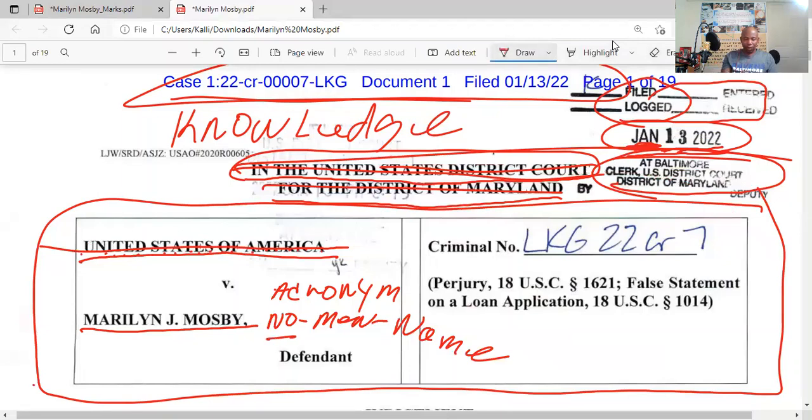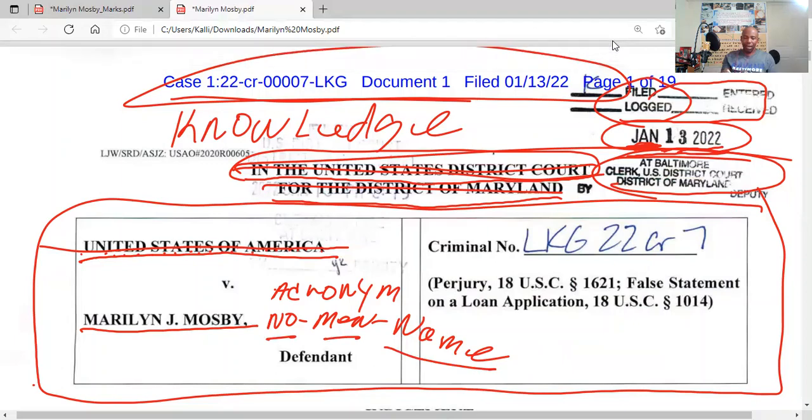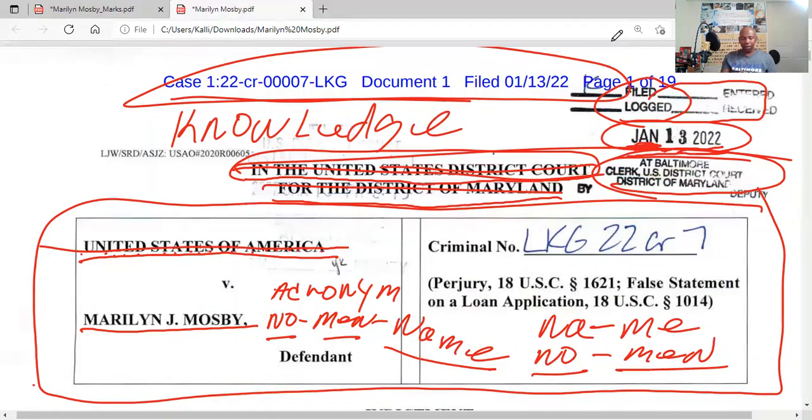So an acronym means no men name, right? And what's the parse of the word name? Name is made up of two words, N-A, nay, and me. So here we say NA equals, the synonym for nay is no, and the synonym for me is men. So name means no men. So you got no men name, or you could say no men, no men.